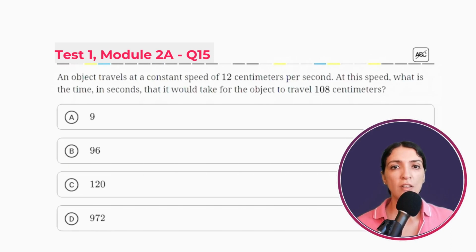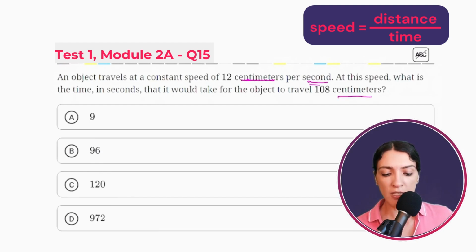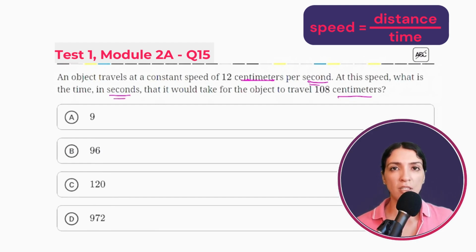This question involves the formula for speed. Speed is distance per time, but before we solve that, let's quickly check the units. The speed is given as centimeters per second, and the distance that's given is also in centimeters, and the time that we're asked to find is in seconds. So we're good with the units. Now, let's just plug and chug.